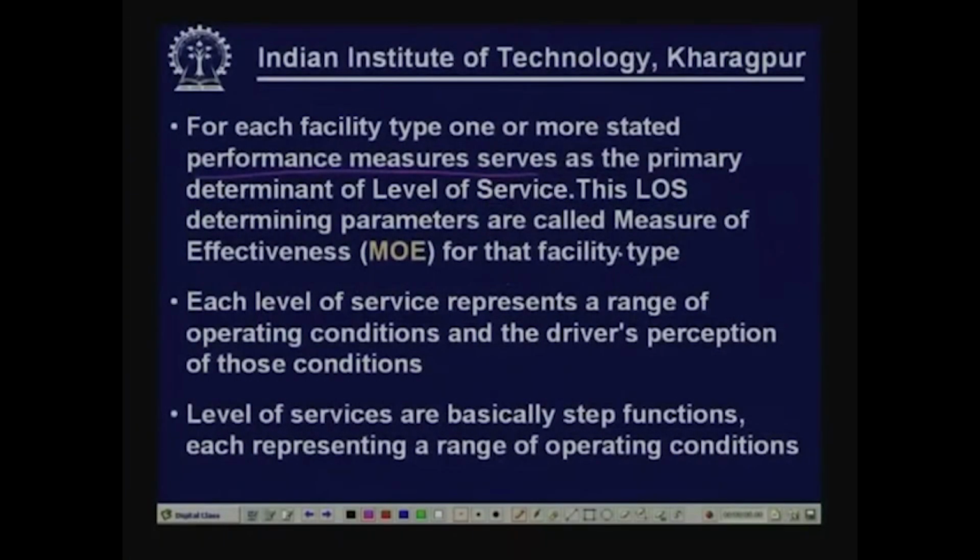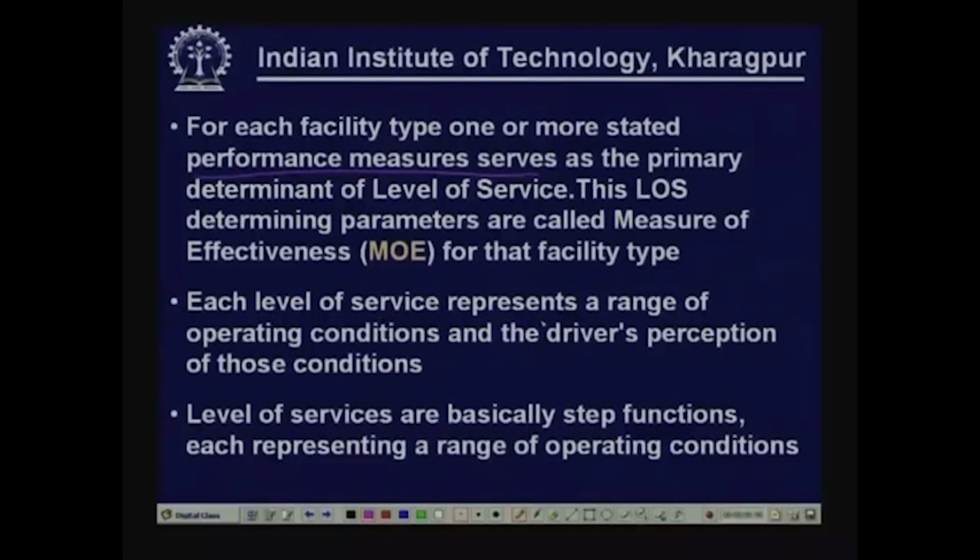We have understood the concept of level of service, but how to say that a given facility is operating under which level of service? We need some quantitative basis for defining level of service. The quantitative basis is called measure of effectiveness, in short MOE, for that facility. Now, each level of service represents a range of operating conditions and drivers' perception of these conditions. Whatever may be the measure of effectiveness, if it is within a prescribed range, we call it a particular level of service. If it is in another range, we call it another level of service. So, each level of service represents a range of operating conditions and the driver's perception of those conditions.